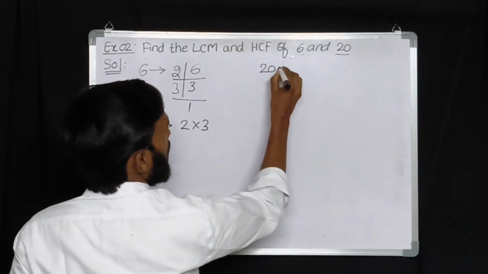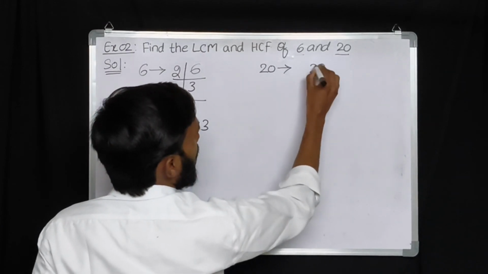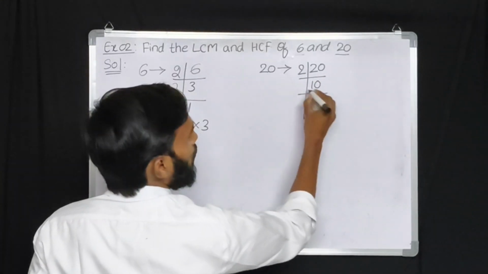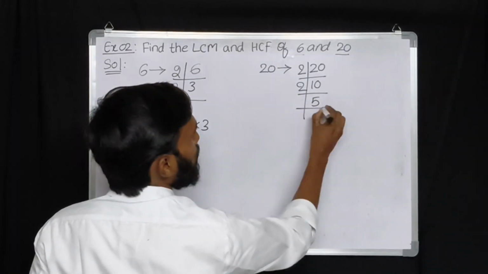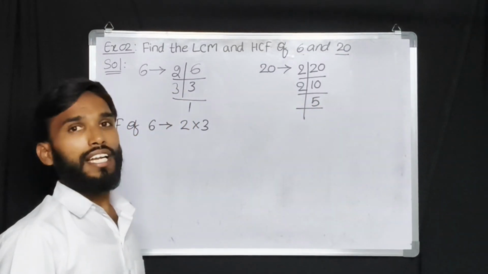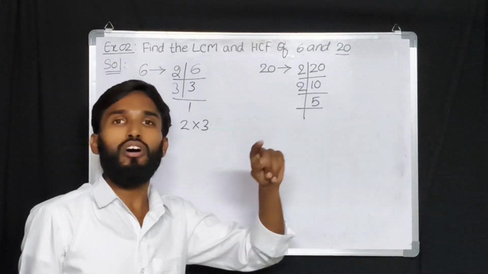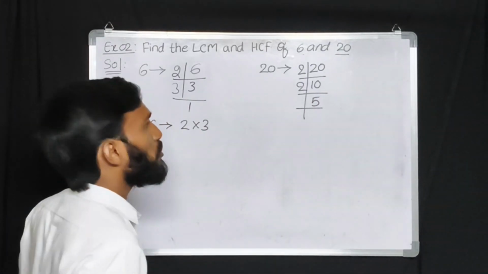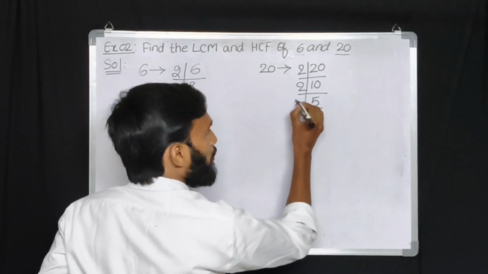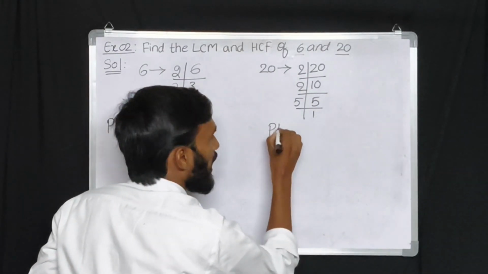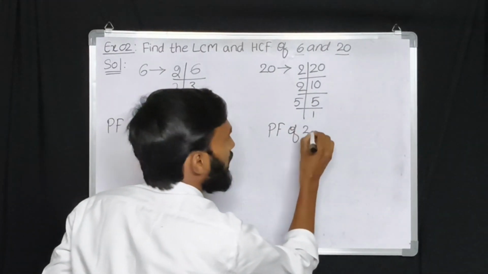Now write 20 and write an arrow mark. Now again the ladder method. In the 2 table, 20, how many times? 10 times. Again in the 2 table, 5 times. Now what did I say? Do not write the 1 on this side, because 1 is neither prime nor composite. So we should not write 1. Here in the 5 table, 5 how many times? 1 time. That is what the prime factorization of 20 is.